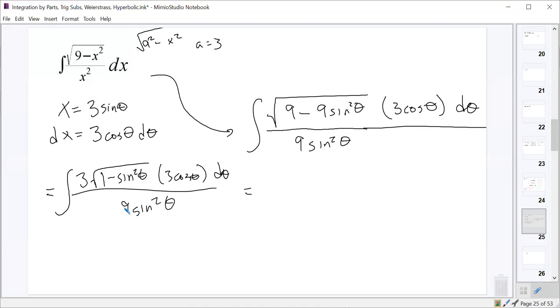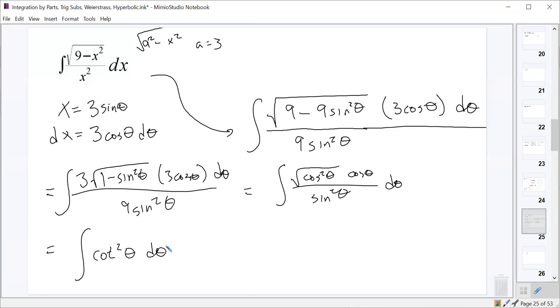Yeah? Yep. And now we can take what's inside of that square root and rewrite it and then simplify it. So what can I rewrite 1 minus sine squared theta as? Cosine squared theta. So we got a square root of cosine squared times cosine over sine squared d theta. Everybody good with that? And what's the square root of cosine squared? Cosine. And times cosine is another cosine squared, right? So we got cosine squared over sine squared, which is now just an integral of cotangent squared theta d theta.